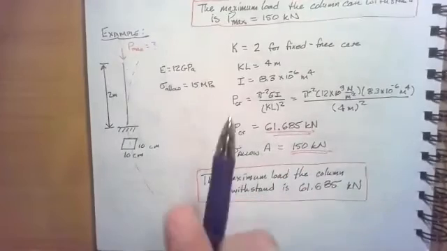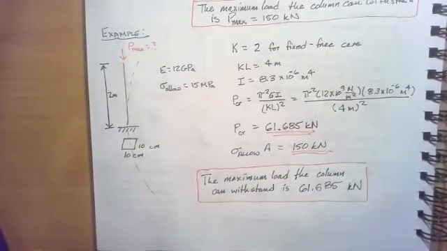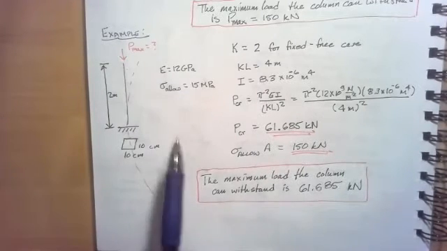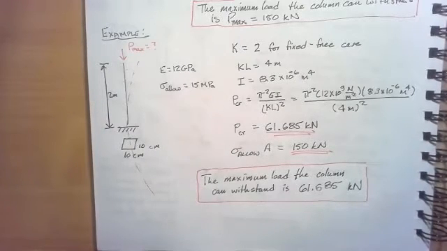Now let's take a look at a similar problem, except we now no longer have a pinned end up top and our base is fixed. Same column cross section, same height, same values of the material properties, same sigma allowable, same E.